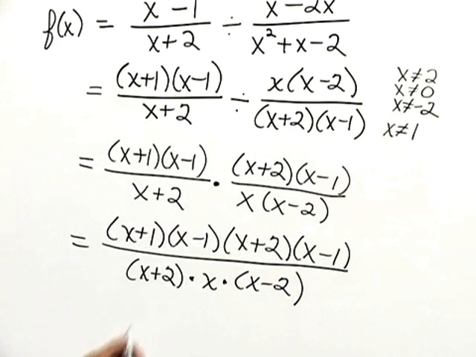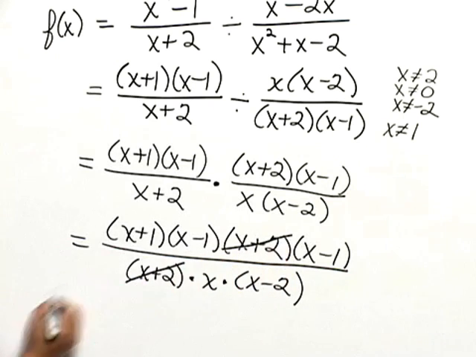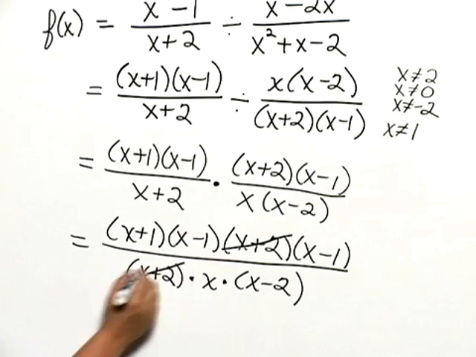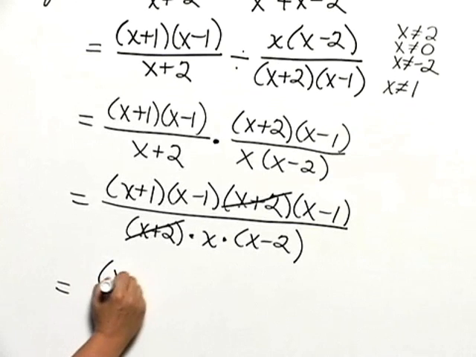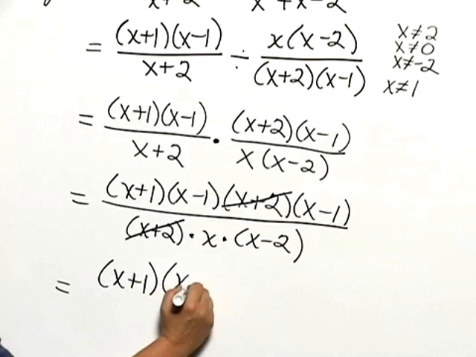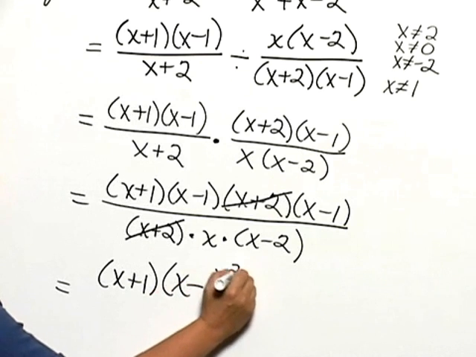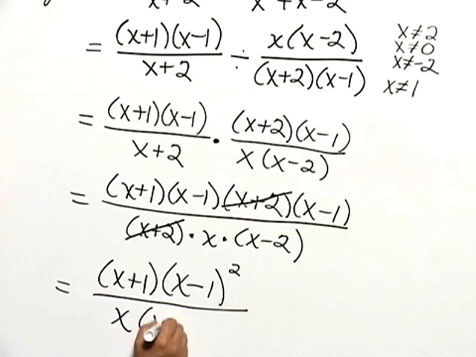Now, are there any factors in common with the numerator and denominator? Yes, I see a factor of x plus 2 in the numerator and denominator, so I can remove that factor that's equal to 1. And I don't see any other common factors. So I can write the numerator then as x plus 1, and there are two factors of x minus 1, so I can write that as x minus 1 squared. And the denominator then as x times x minus 2.